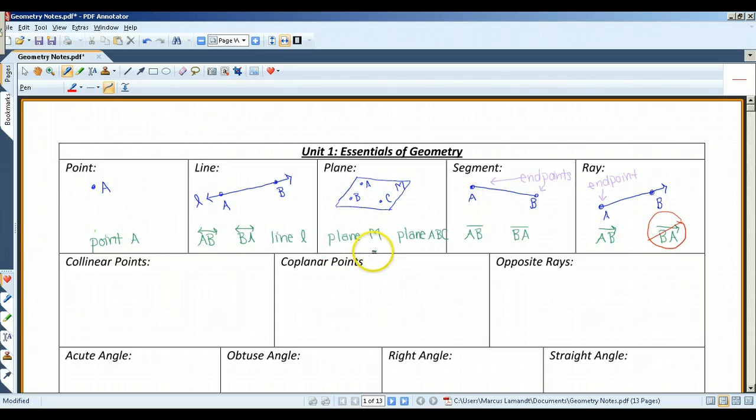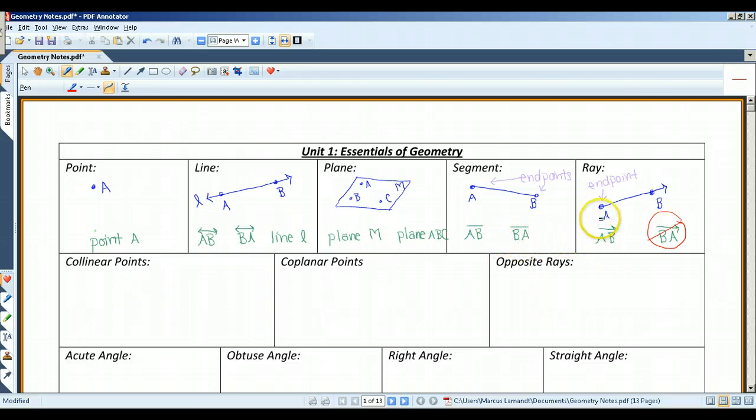In geometry, terms that can be described using known words such as point or line are called defined terms. Segment and ray are defined terms. A segment, the line segment AB, or segment AB, written like this or like this, consists of endpoints A and B, and all points on line AB that are between points A and B. Note that you could order the letters this way or that way.